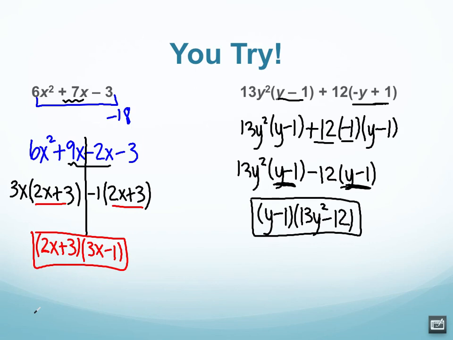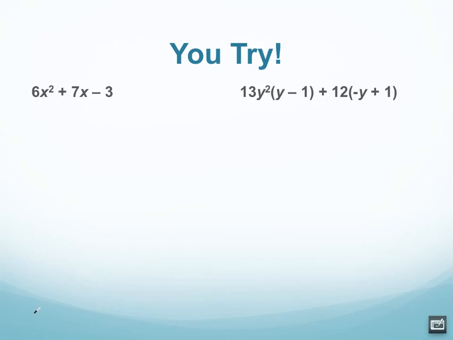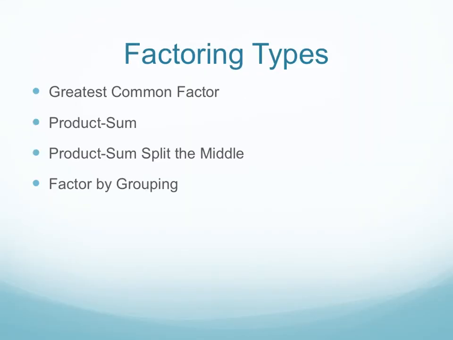Hopefully those two went well for you. Just a quick look back at the different factoring types we've now done. Now you know how to factor out the greatest common factor. You know how to factor product sum trinomials. You know how to factor product sum split in the middle trinomials. So that was the first example we did today. And then you know how to factor by grouping. So that's when you have the 4 terms.